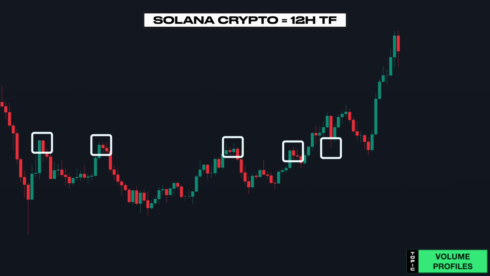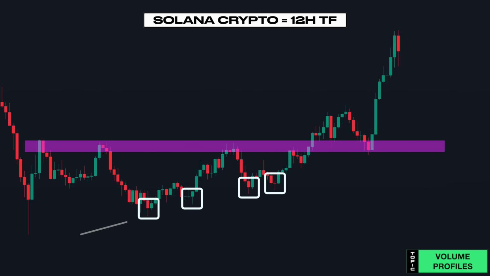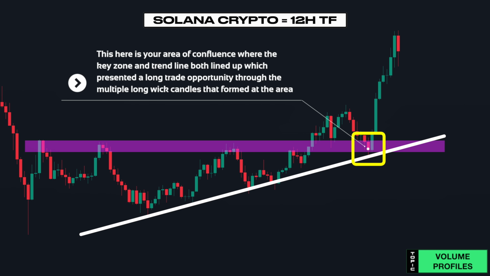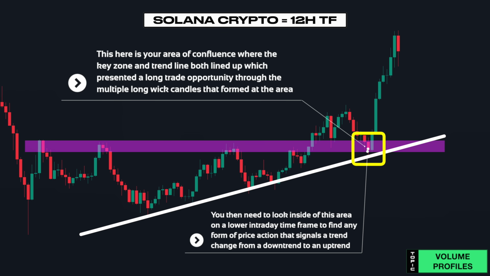These reversal points give you your very key SR zone. These reversal points give you your key trend line. This here is your area of confluence, where the key zone and trend line both lined up, which presented a long trade opportunity through the multiple long wick candles that formed at the area. You then need to look inside of this area on a lower intraday time frame to find any form of price action that signals a trend change from a downtrend to an uptrend.